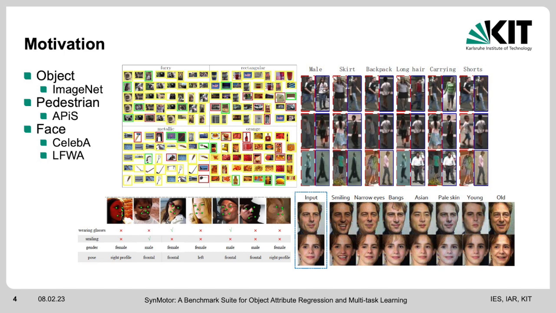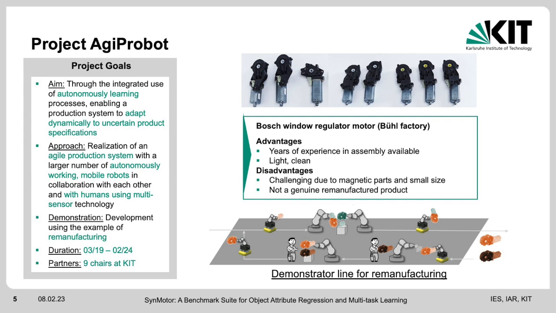We think it would be interesting if we could contribute to bridging the gap between attribute learning and regression for the computer vision community. In this paper, we propose SynMotor, a benchmark that gives the possibility to perform object-attribute regression. Multitask learning and multimodal learning are also possible with the provided dataset.